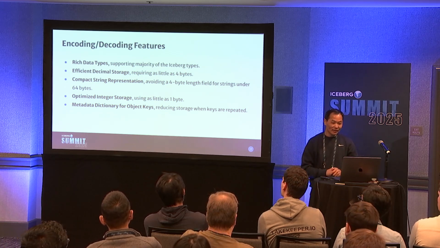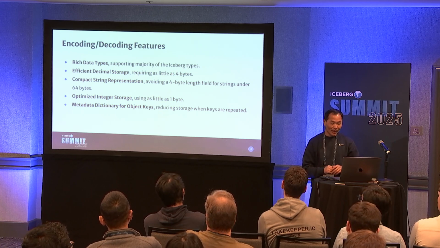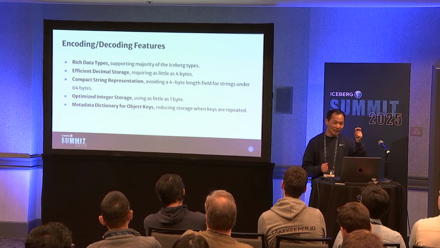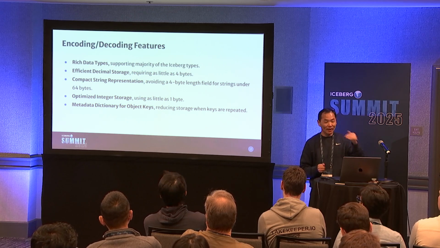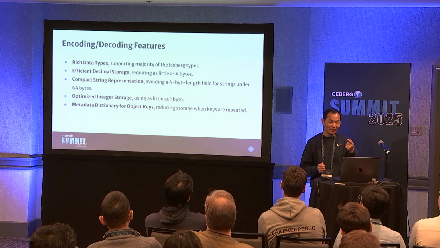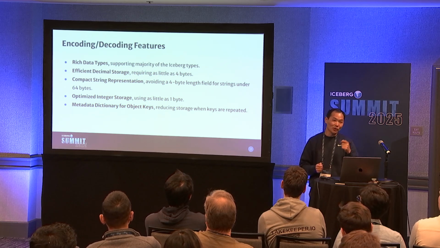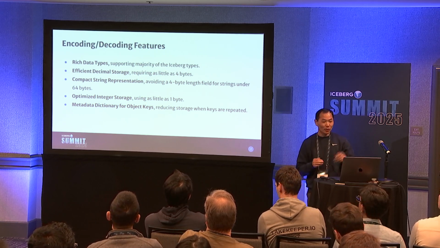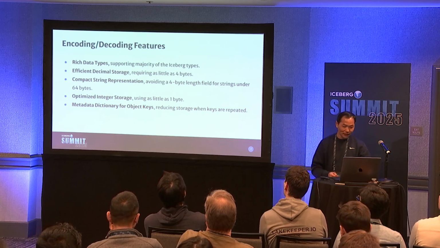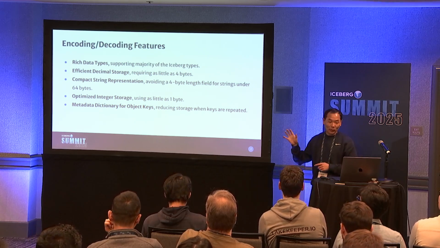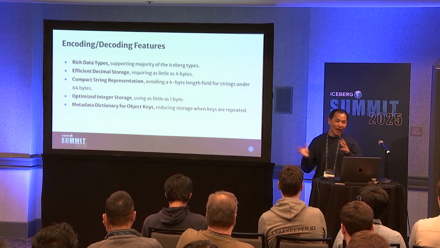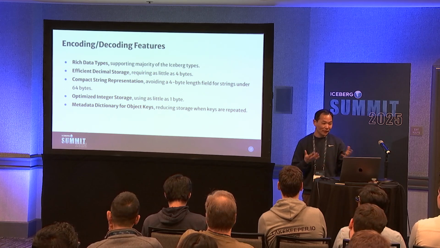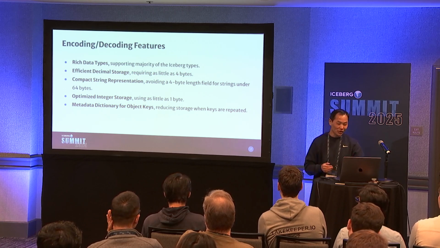Yeah, lastly, as we mentioned, we're going to encode the object keys in metadata, and then we use an index instead of the actual string. So if the keys are repeated, it will reduce the storage. When we were working on the spec, we did evaluate different encodings, and we figured out that this is probably more efficient.